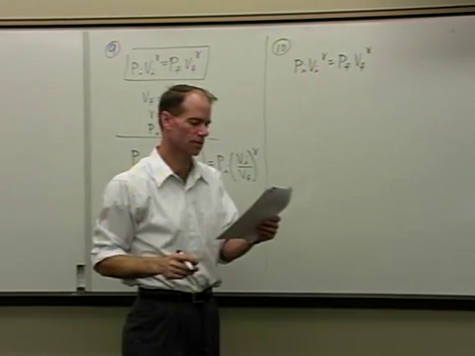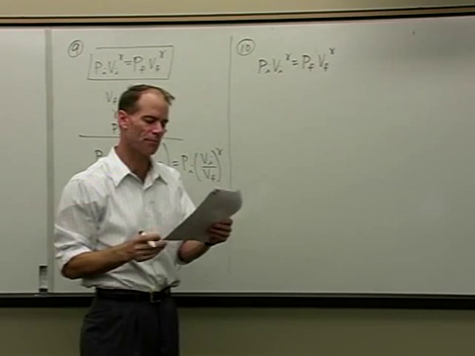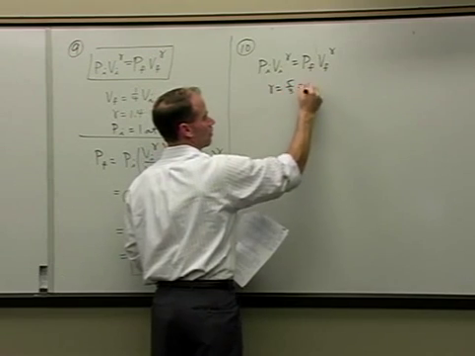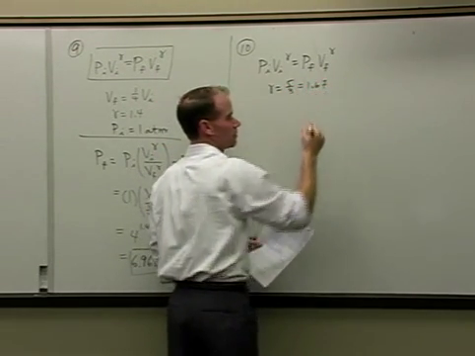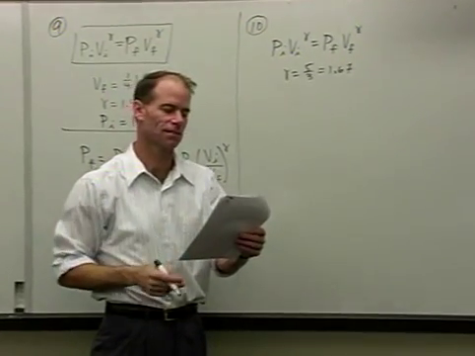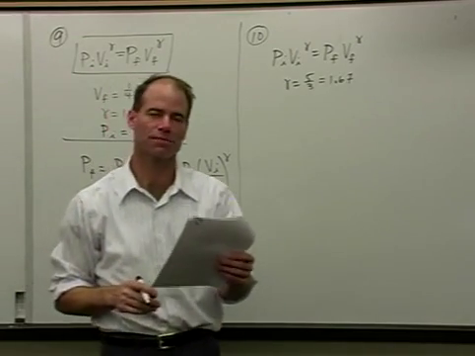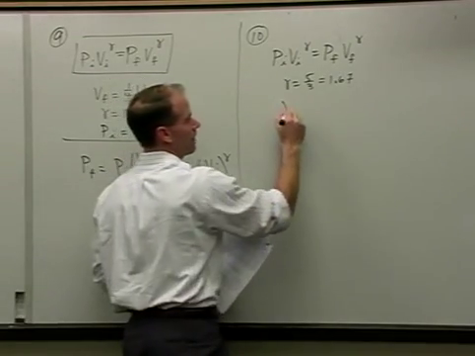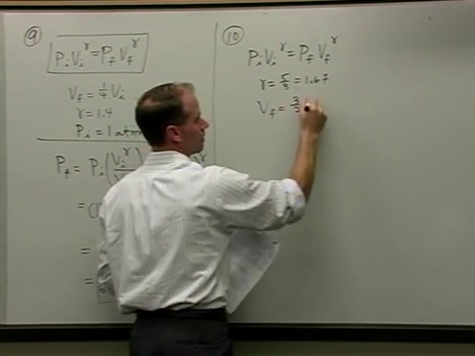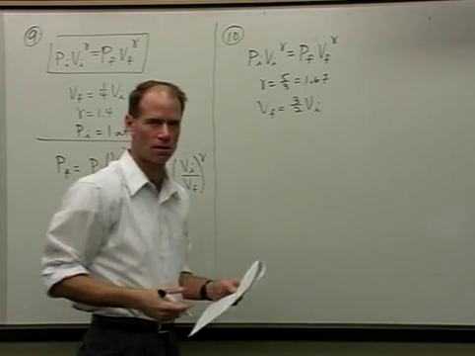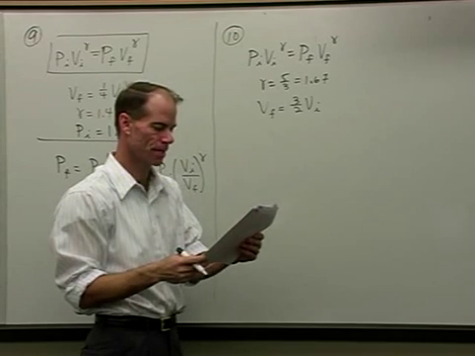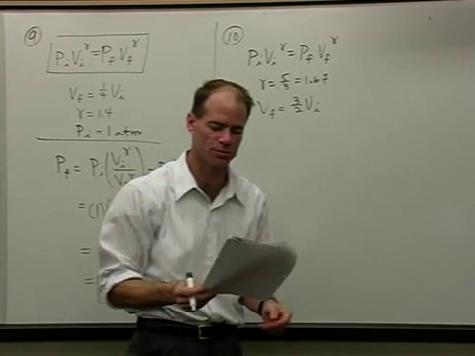Now what do we know? Let's see what was given. We know that the gamma was given as 5/3. So our gamma is 5/3, which is 1.67. So this must be a monatomic gas, even though it wasn't stated as such. It says it expands adiabatically until its volume increases by 50%. So V final is going to equal 3/2 V initial. In other words, 50% more of V initial. And that's it. Now we want to see approximately what factor is the pressure reduced.